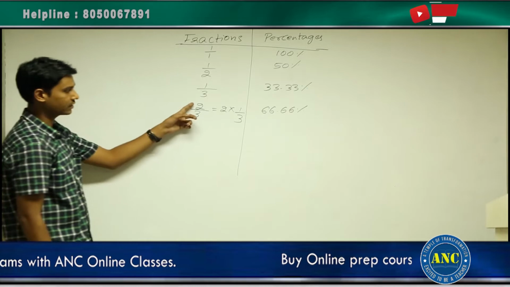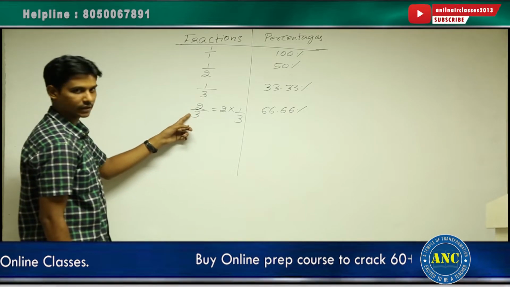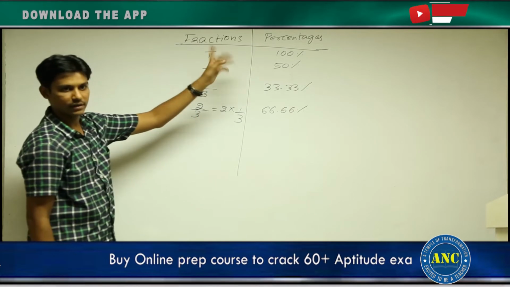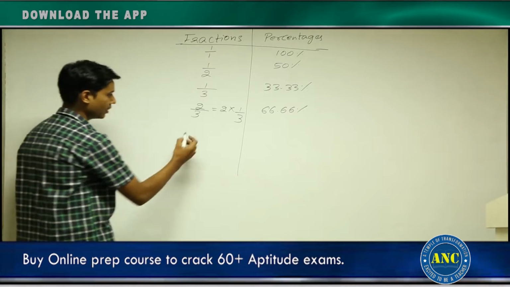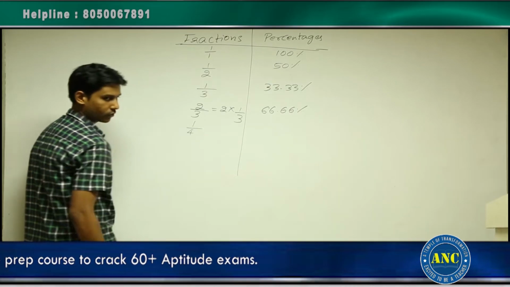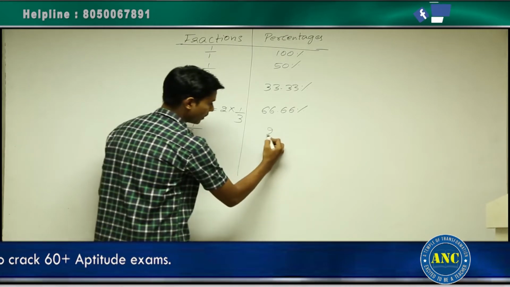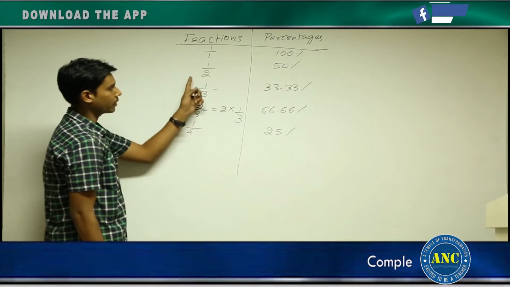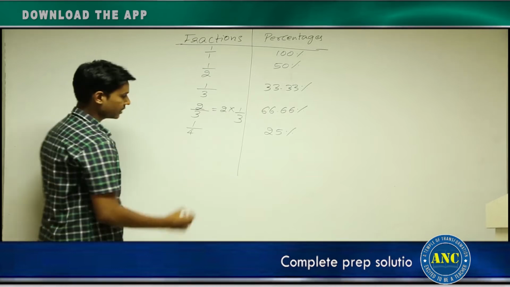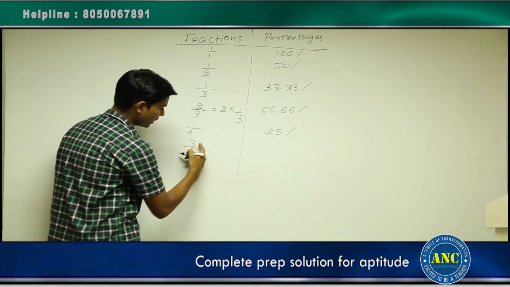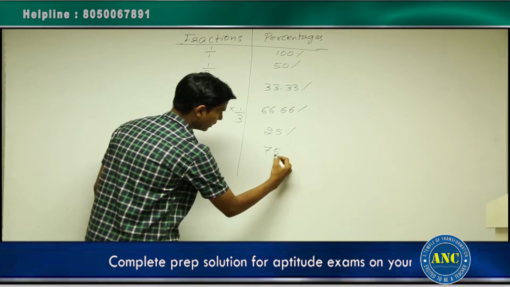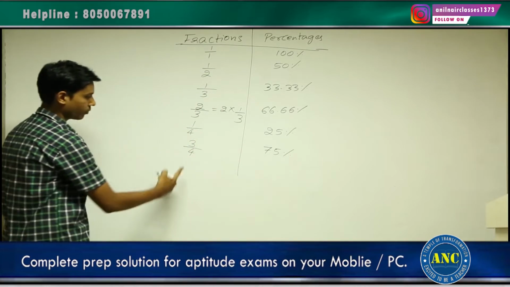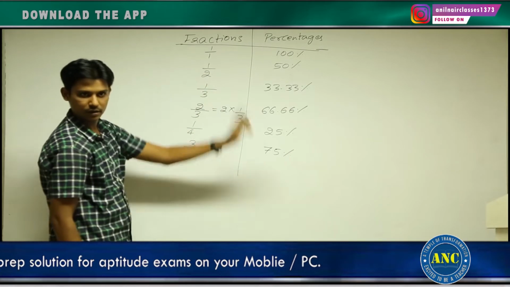Next, if I increase the numerator, it will become 3 by 3. 3 by 3 is 1, already written. Next, 1 by 4. 100 by 4 is 25%. 2 by 4 is 1 by 2, already written. 3 by 4 is 3 into 25%, 75%. Next is 4 by 4, which is 1, already written.